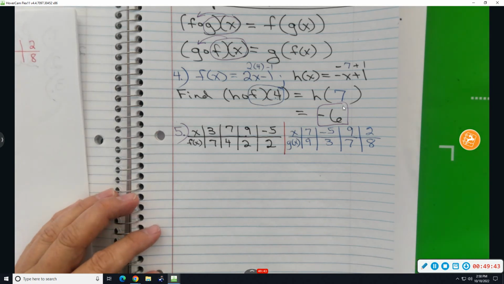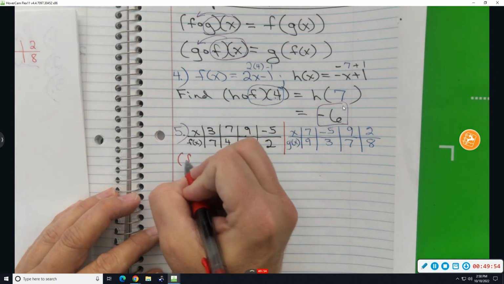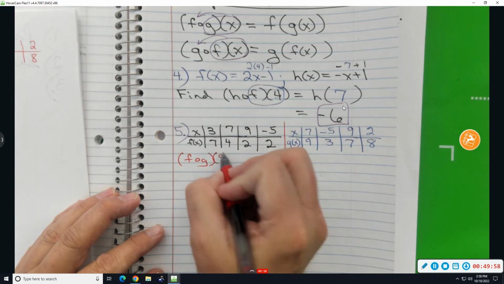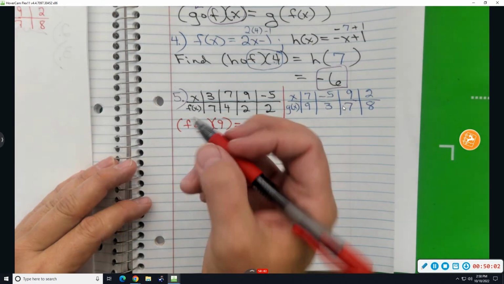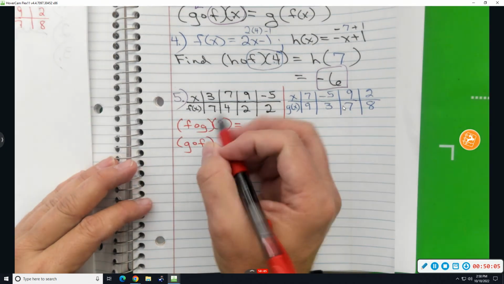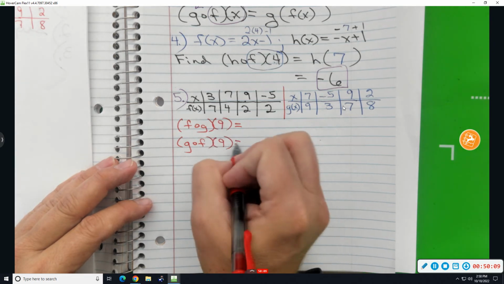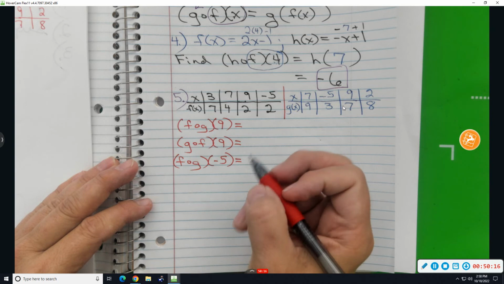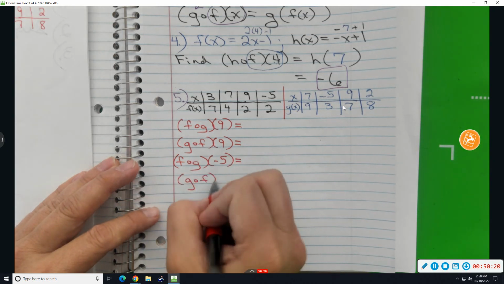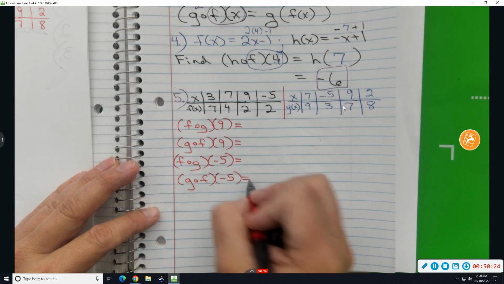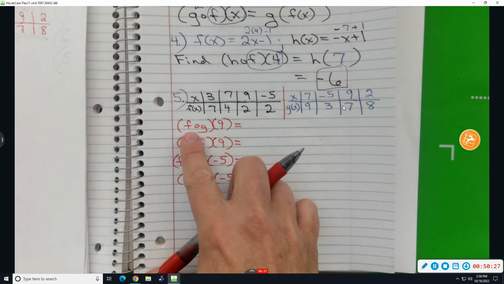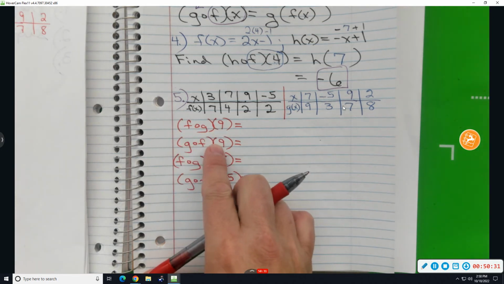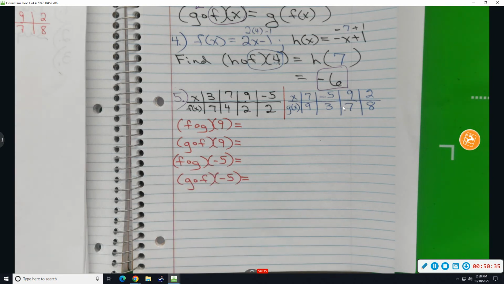I want to find 4 compositions. Let's see. I'm going to find F composed with G of 9. That's the first one I want to find. And then G composed with F at 9. F composed with G of negative 5. And G composed with F of negative 5. Let me make sure: F composed with G at 9. Okay.